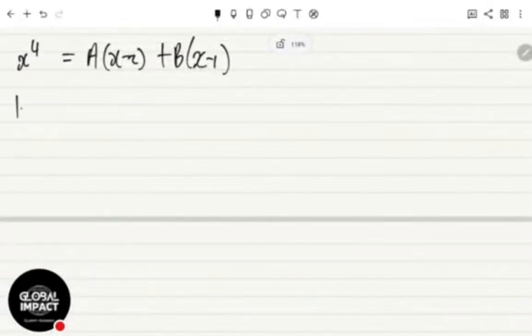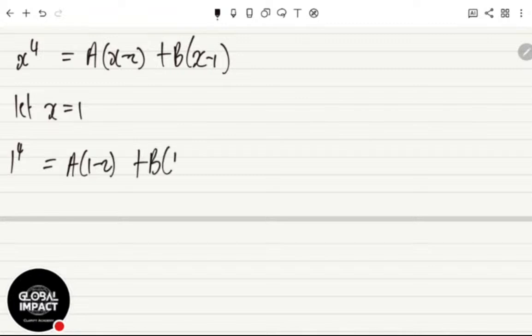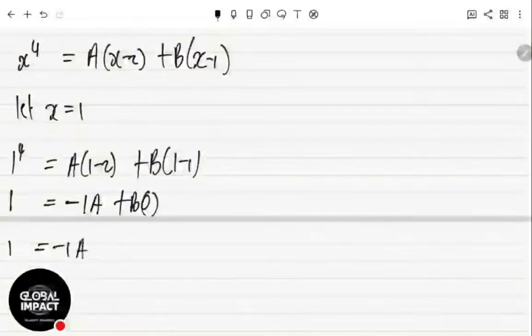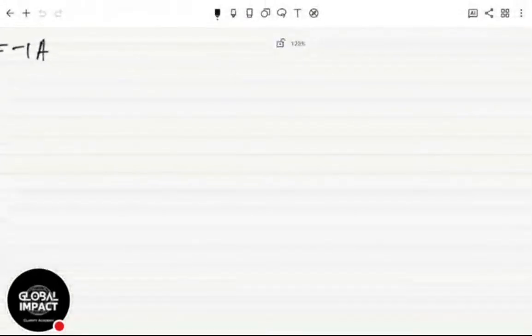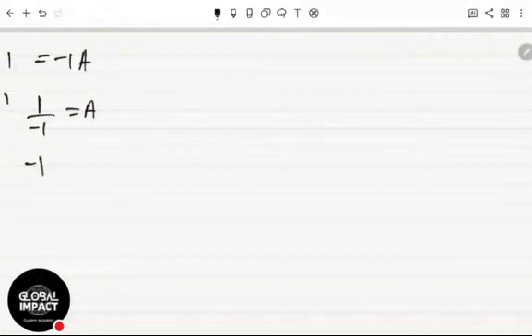Now you're going to choose another one. You say let x be equal to 1, so that this denominator becomes 0. You now have 1 to the power 4 is equal to a multiplying 1 minus 2 plus b multiplying 1 minus 1, which is going to be 1 equal to 1 minus 2, that's negative 1 of a, plus b times 0. 1 is equal to negative 1a. Then we divide by negative 1. We now say 1 over negative 1 is equal to a. Negative 1 is equal to a.